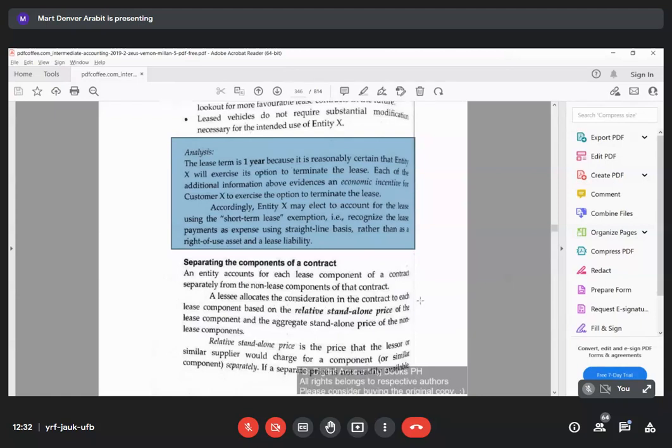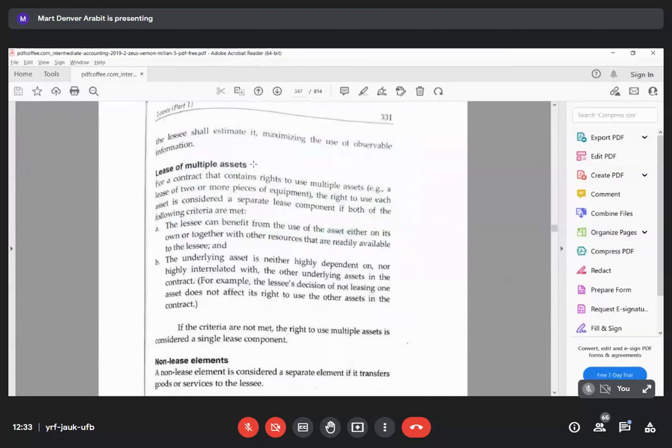So, relative standalone price is the price that the lessor or similar supplier would charge for a component separately. So, as if ibinebenta siya separately. But in this case, yung lease contract will offer it as a bundle. Okay, so magkakasama siya sa lease contract.